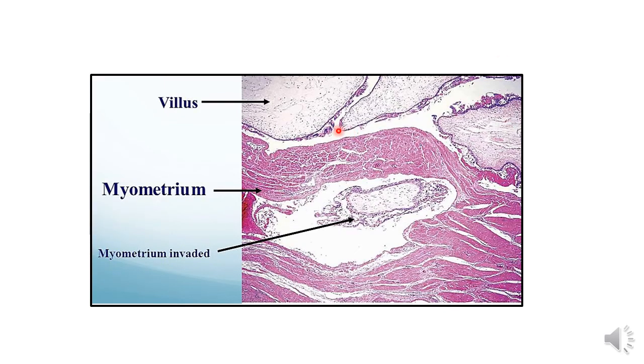Here in this microscopic picture, what you are seeing is the normal villi, and this is the myometrial tissue. Normally this villous tissue will not enter the myometrium. Here I will show villous tissue within the myometrium. That's why it's called as invasive mole, locally destructive one.